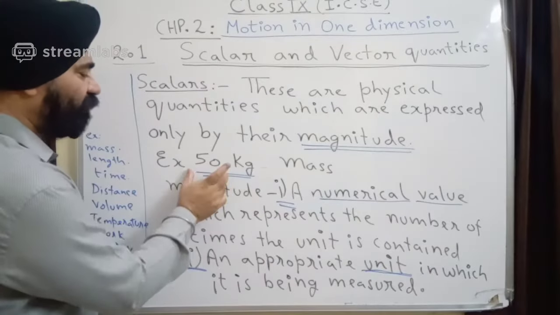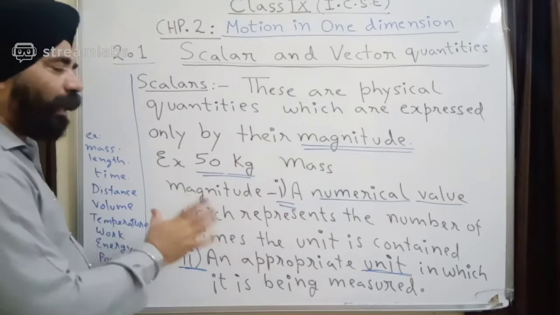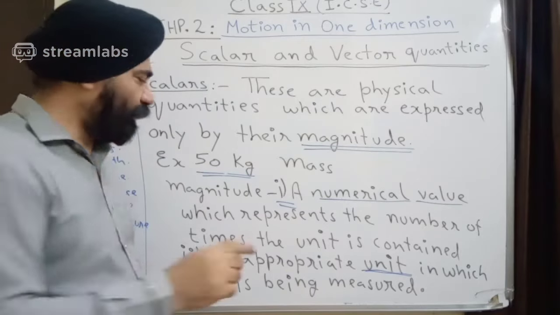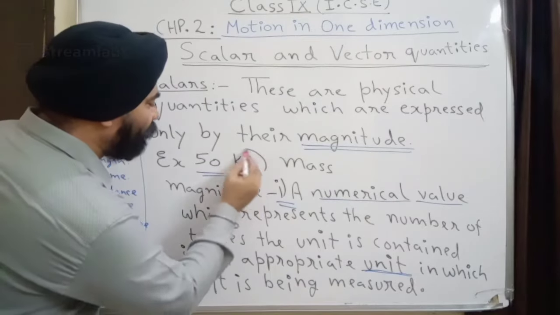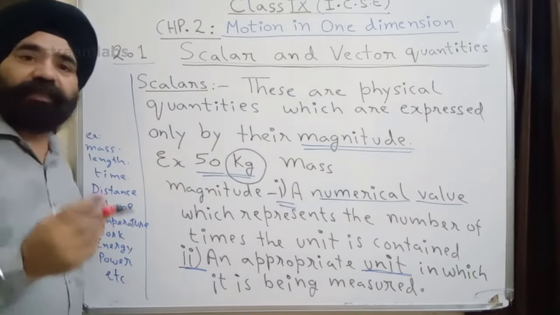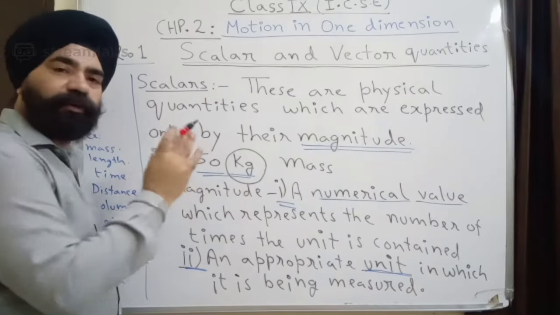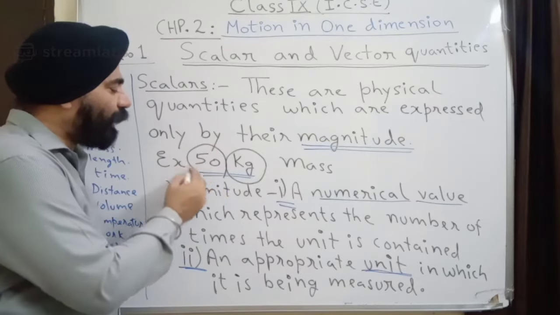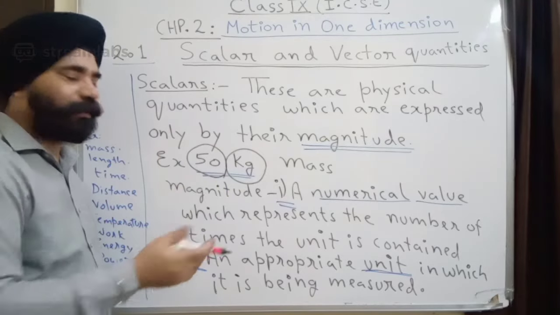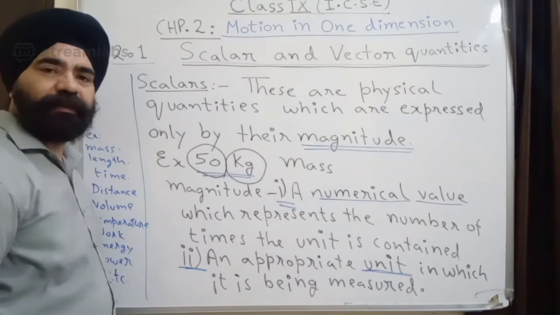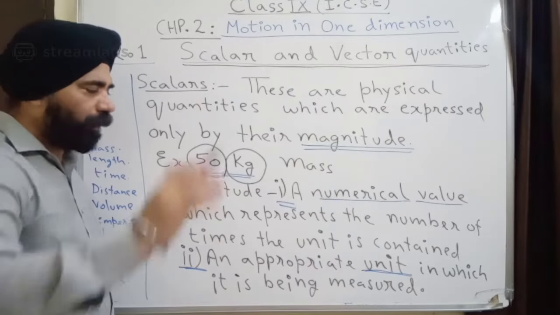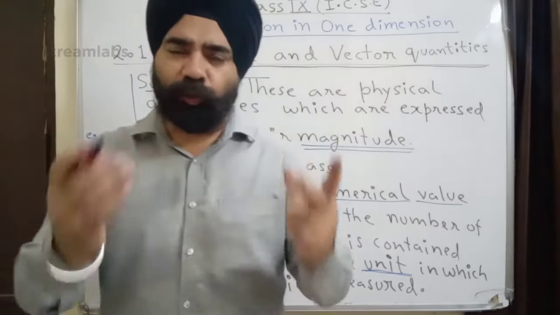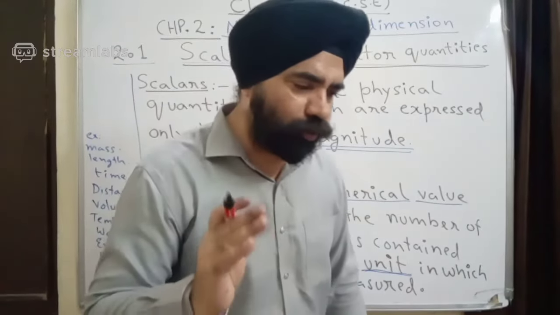So this 50 kg is known as the magnitude. It is telling me two things. It is telling me which standard quantity I have compared it with, and then it also tells me how many times this mass is compared to the SI unit of mass. Clear? So most students keep on wondering what is magnitude, what is magnitude. I am sure you must have understood.